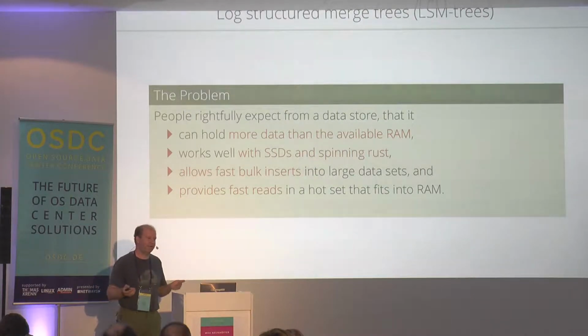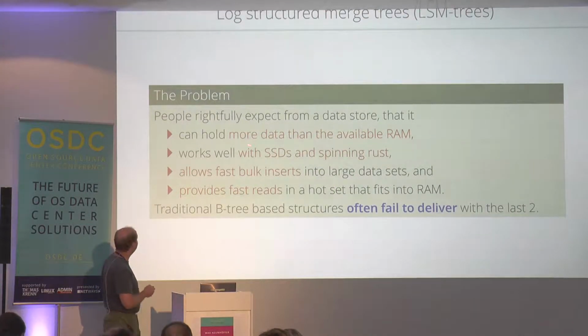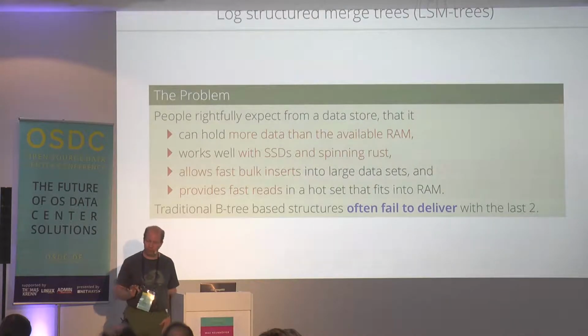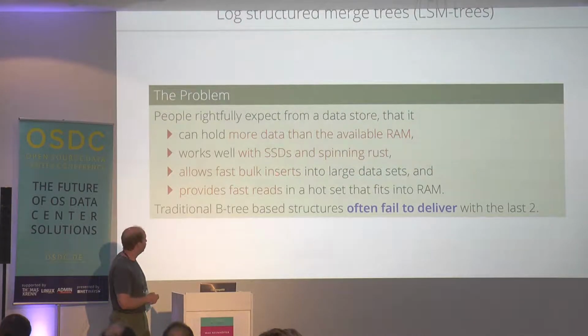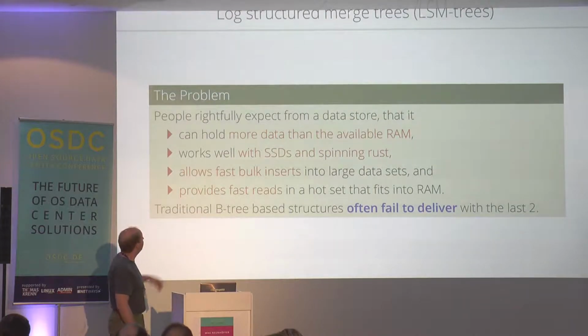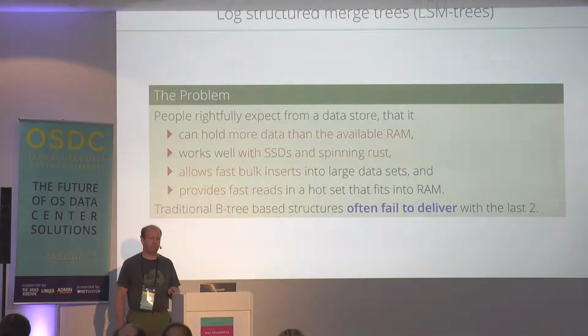But if you look at classical database technology like B trees, they usually fail on at least one of these two things. Now, they are not so bad with respect to reads and hot sets and so on, but in particular for fast bulk inserts, they usually fail your expectations. Now, the log-structured merge tree is a data structure for on disk, on SSD, which helps with these problems.